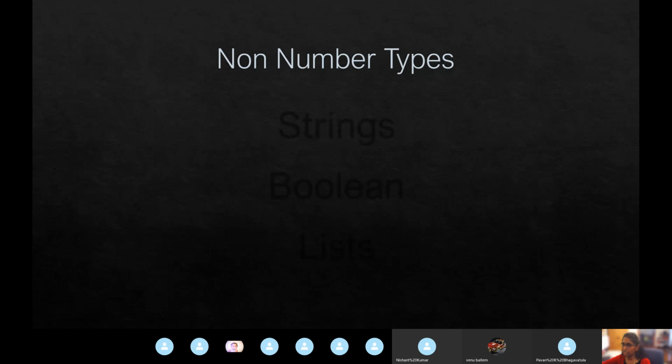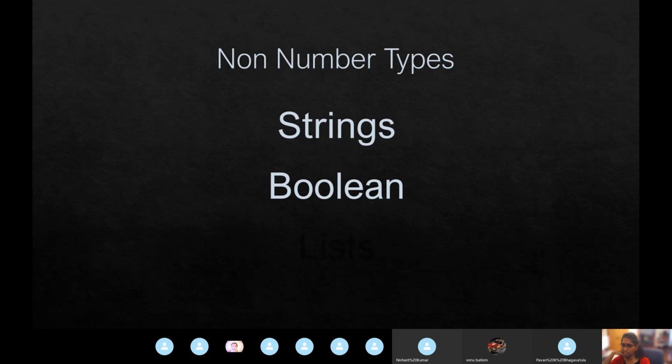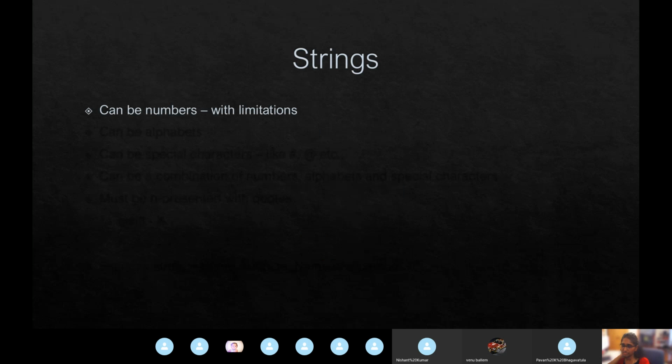The next one is the non-number types. These are just the numbers, right? But the non-number types are strings, Booleans, and lists. What does actually string mean? Strings can be numbers also. Like you can say x is equal to, within quotation marks, 1. And that means x is a value of 1, but it's really not the number 1. It is a string 1.